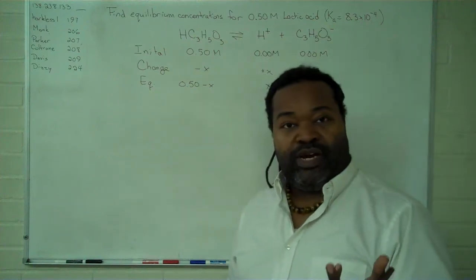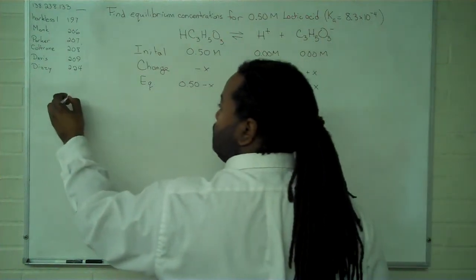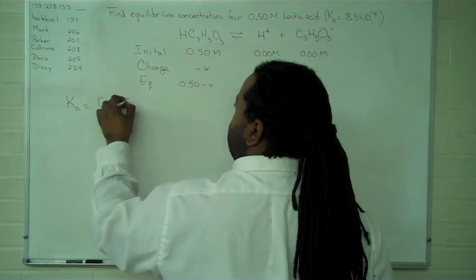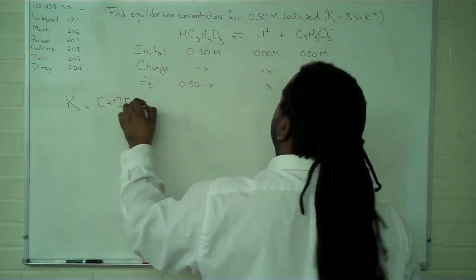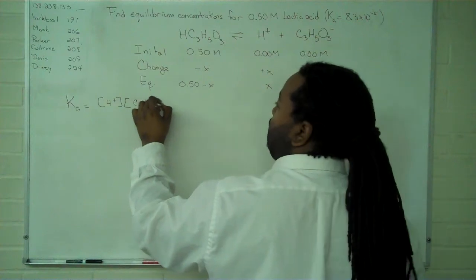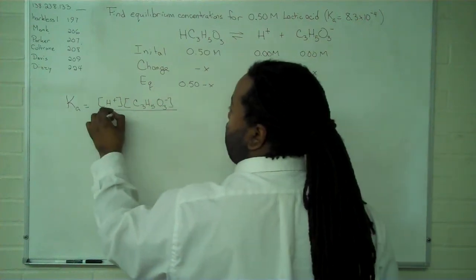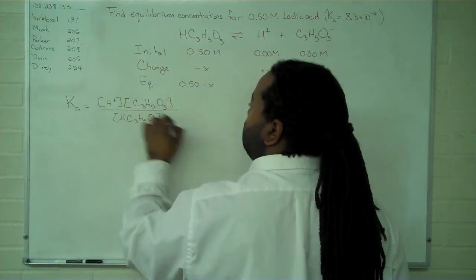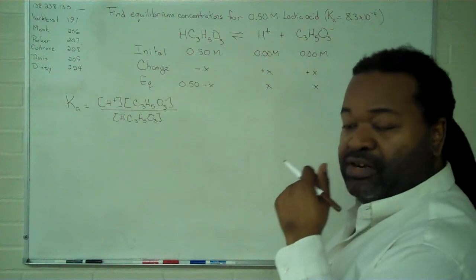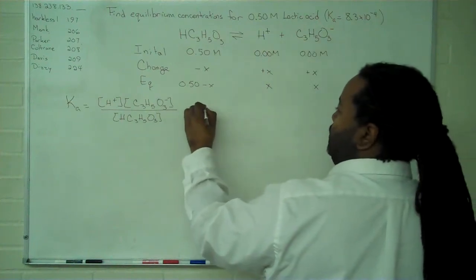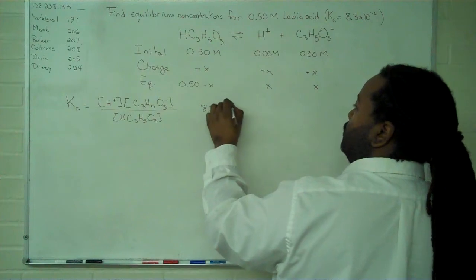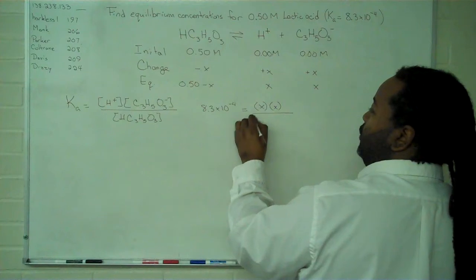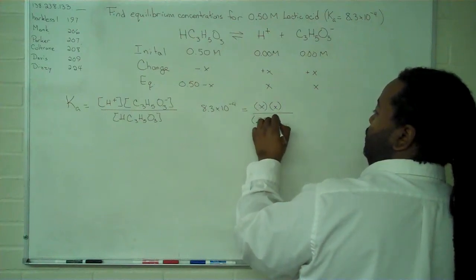And so now we write out our Ka expression. This is going to be the hydrogen ion concentration and the lactic ion, and then there's lactic acid. So we substitute in our values here. 8.3 times 10 to the minus 4, and we have x times x up top and 0.50 minus x at the bottom.